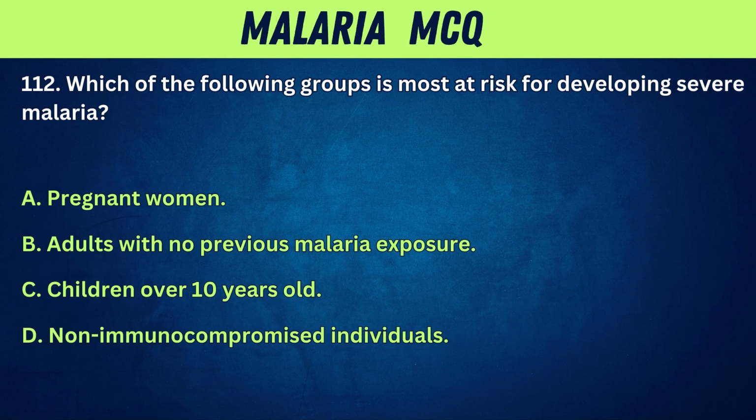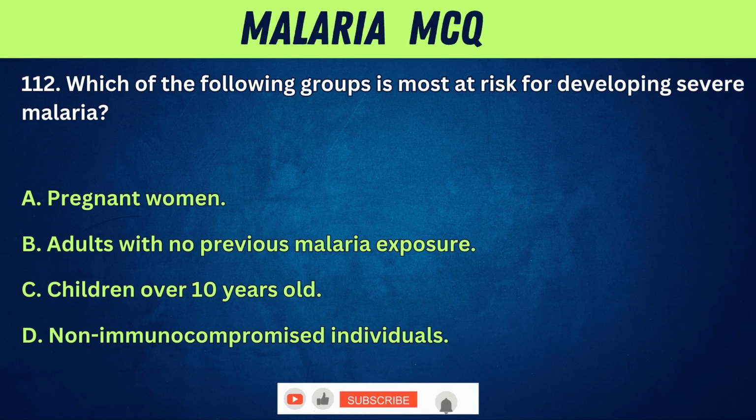112. Which of the following groups is most at risk for developing severe malaria? A. Pregnant women. B. Adults with no previous malaria exposure. C. Children over 10 years old.